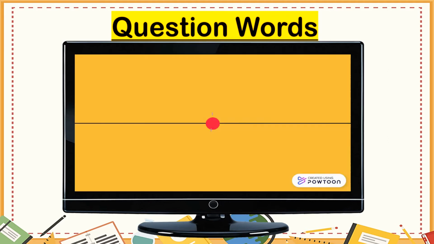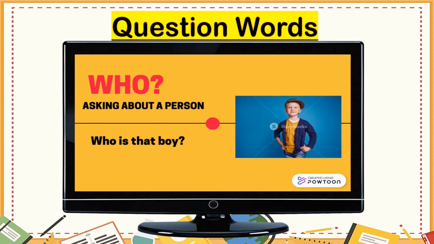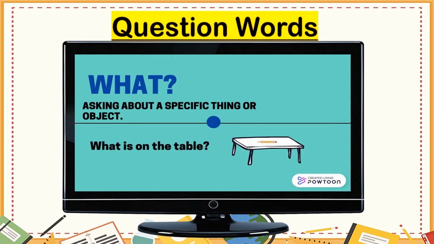Let's start with the first one. If we want to ask about a person, we use who. Who is that boy? My brother Tom. We use what to ask about a specific thing or object. For example, what is on the table? There is a pencil.